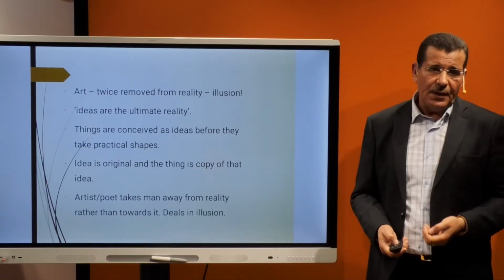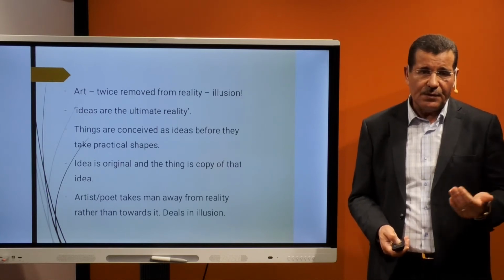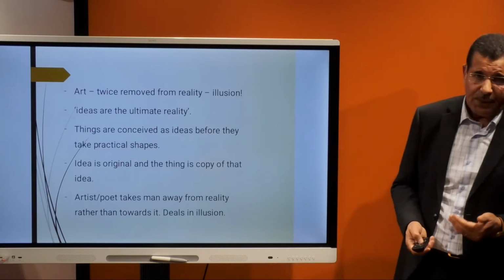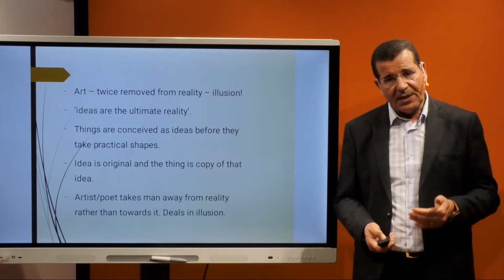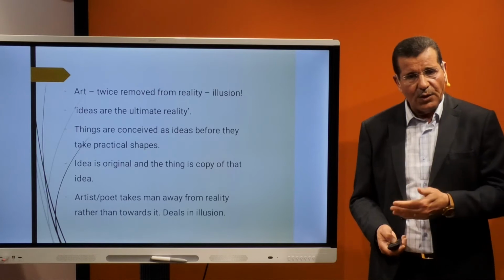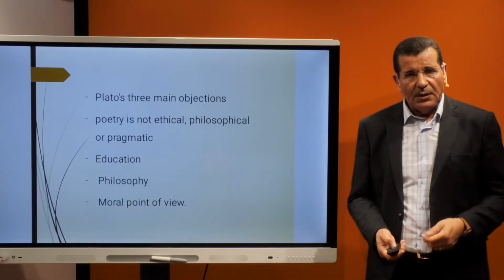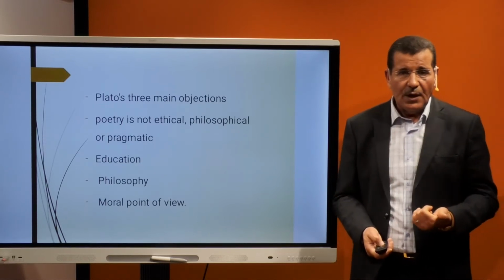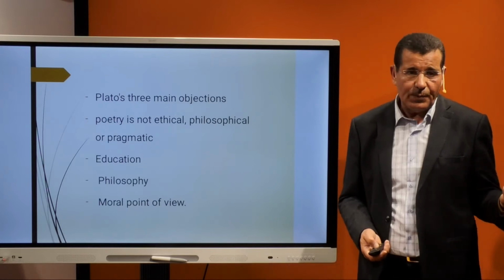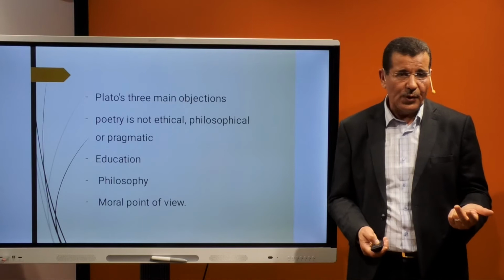The same thing here, I repeat, that ideas are the ultimate realities, things conceived as ideas before they take practical shapes. And the artist, the poet, takes man away from reality rather than towards it. And the same idea is that he deals with illusion. The three objections of Plato are that poetry is not ethical, not philosophical, or pragmatic, either on the level of education, philosophy, or moral point of view.